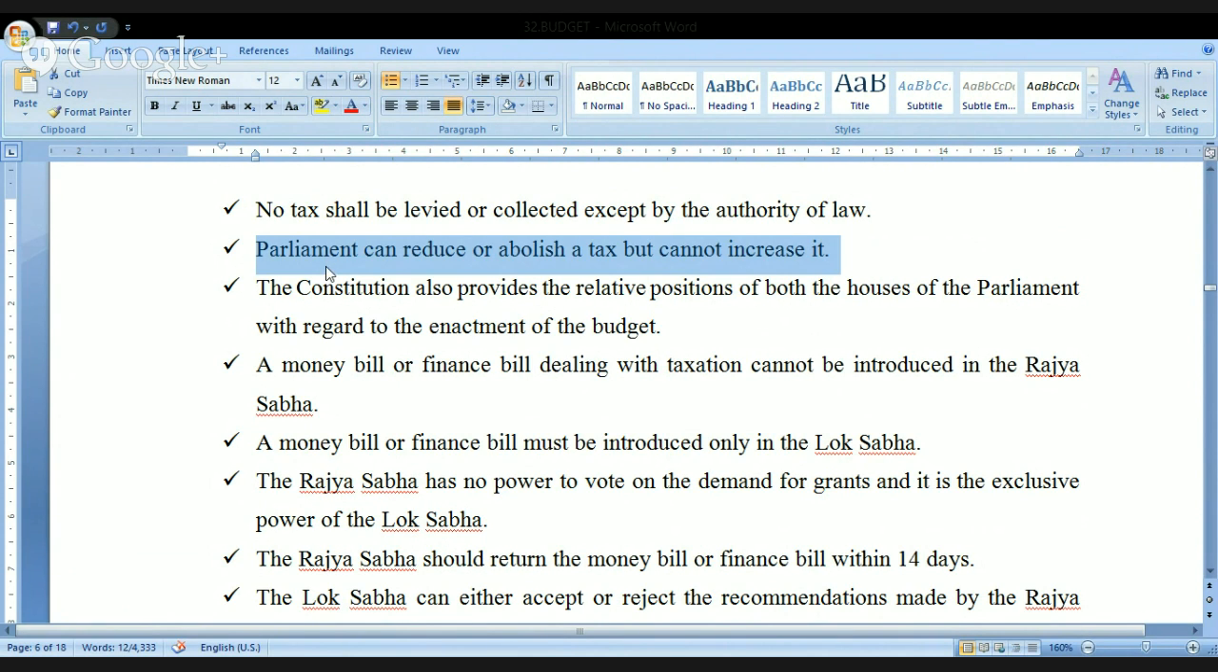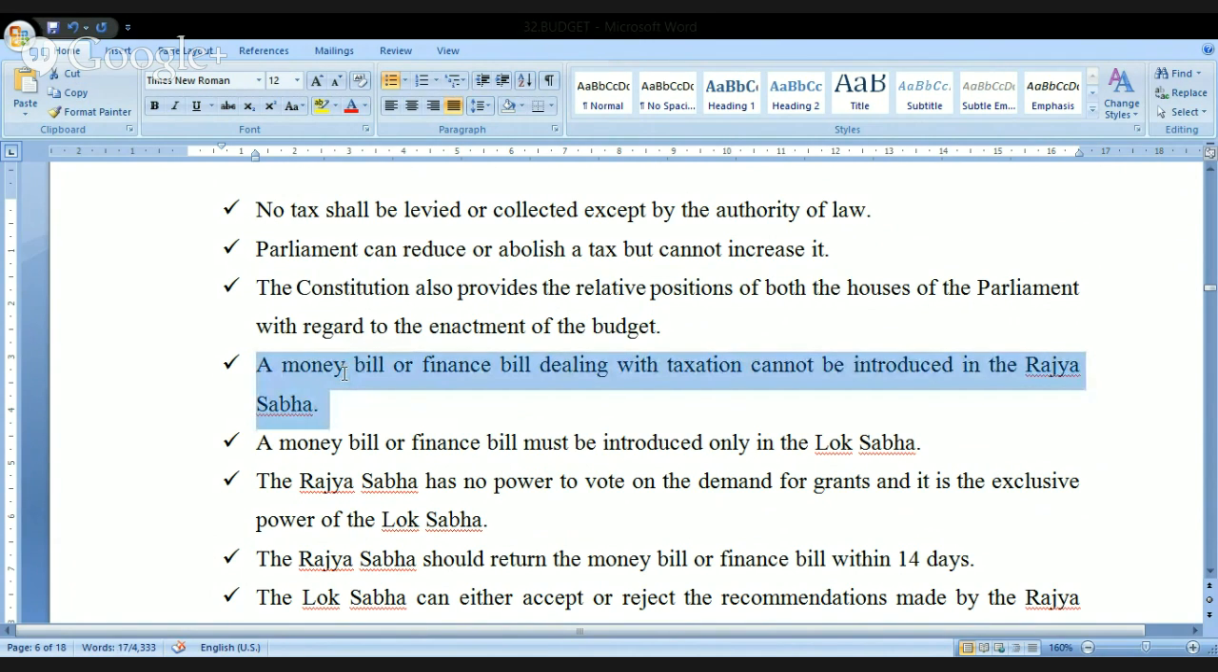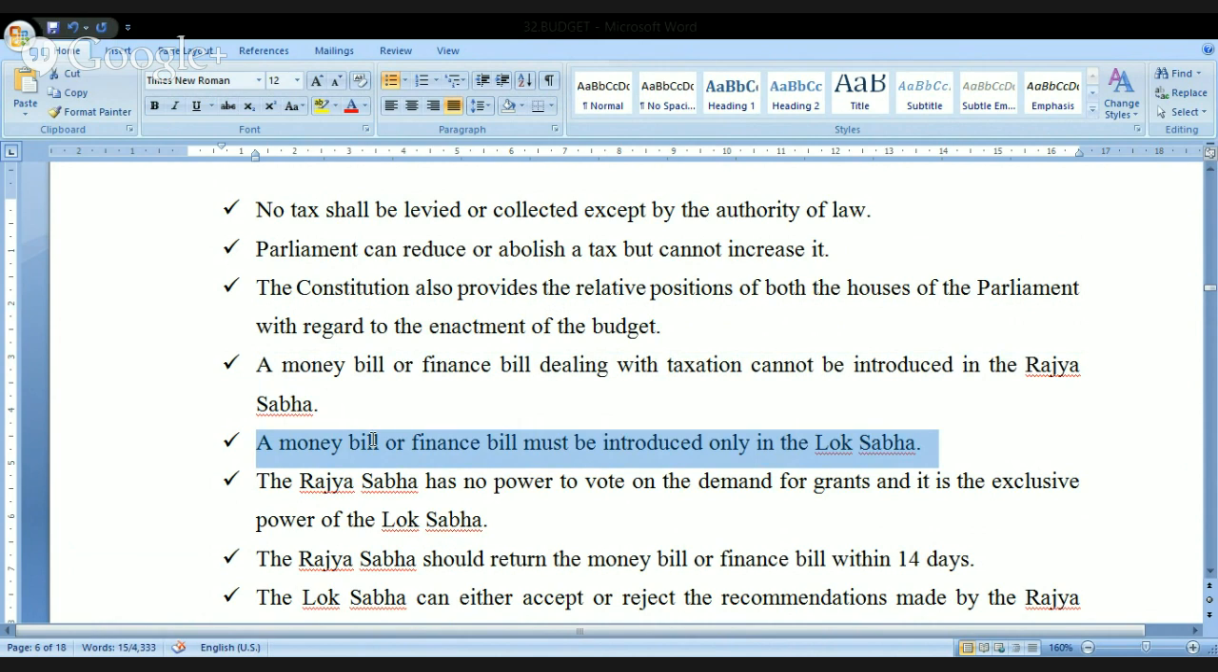Look at this. The Constitution also provides the relative positions of both the houses of the Parliament with regard to enactment of the budget. What is the position of each house? A money bill or finance bill dealing with the taxation cannot be introduced in the Rajya Sabha. We know this point since day one. We are discussing about this. A money bill or finance bill must be introduced only in the Lok Sabha.